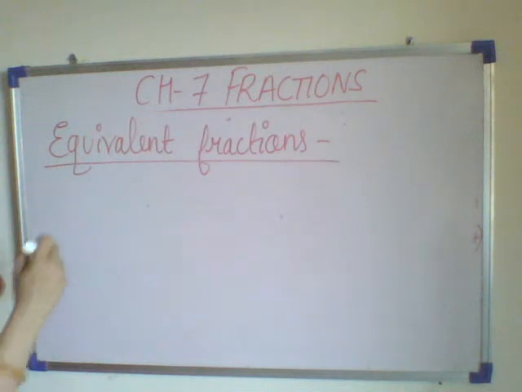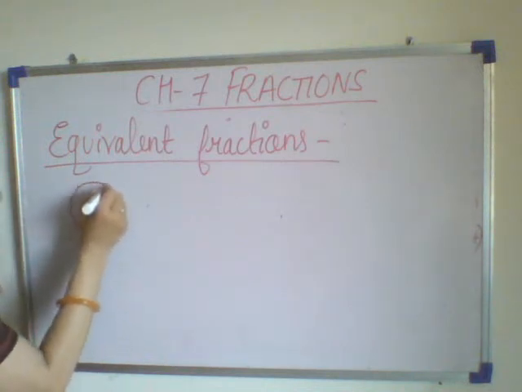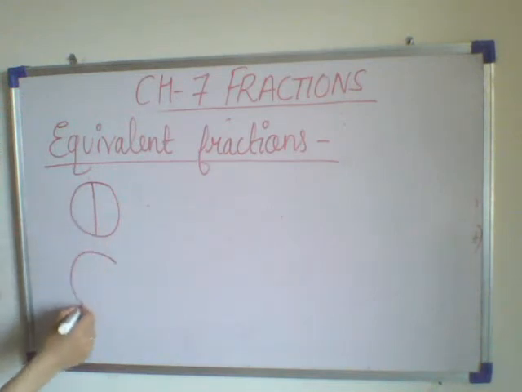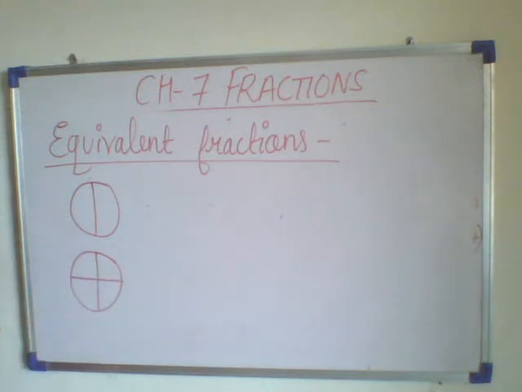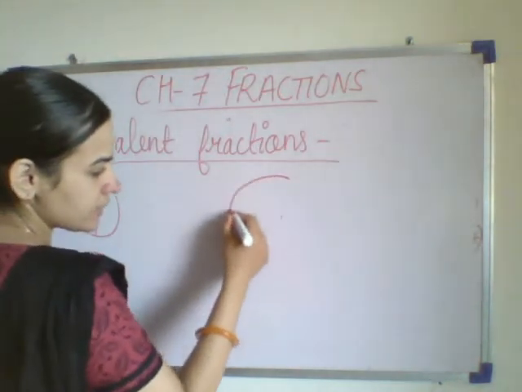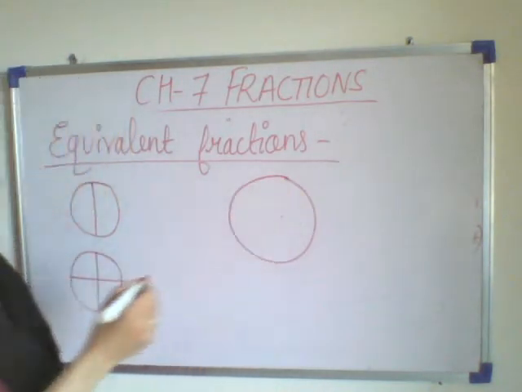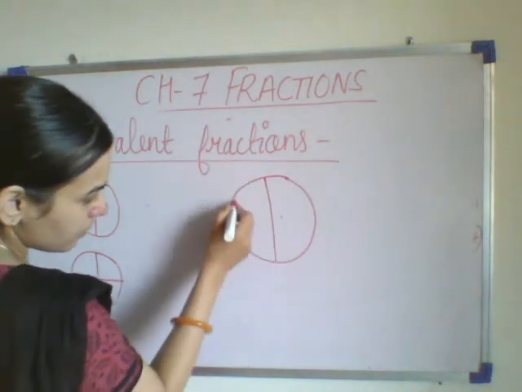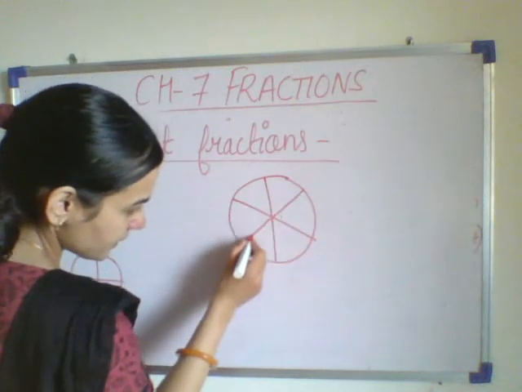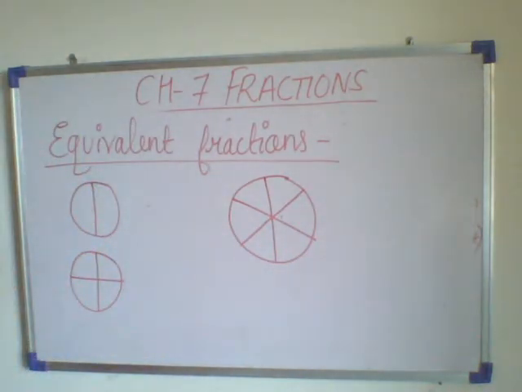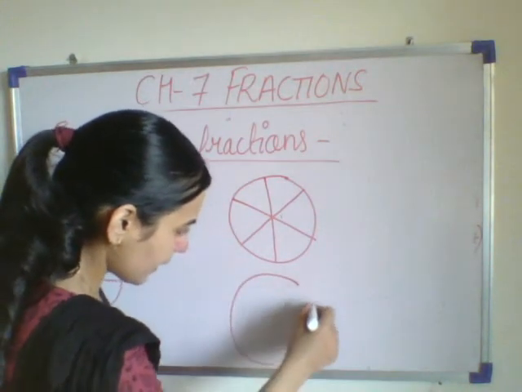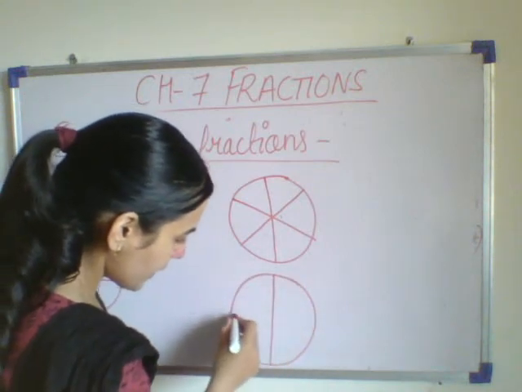Just I am drawing here a diagram so that you are able to understand it. Here I have drawn a circle. I have divided it into two equal parts. Again I have drawn a circle. Here I have divided it into 4 equal parts. Again I have drawn a circle. Here I will be dividing this circle into 6 equal parts. I have divided this circle into 6 equal parts. Again I will be drawing a circle and then I will be dividing this into 9 equal parts.